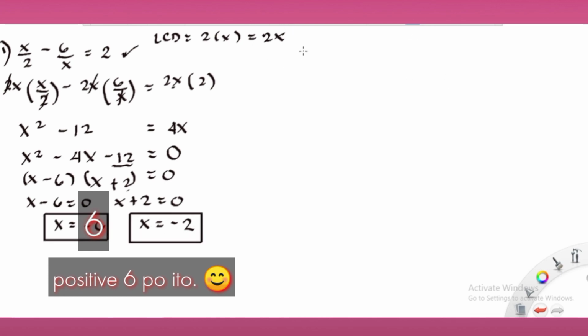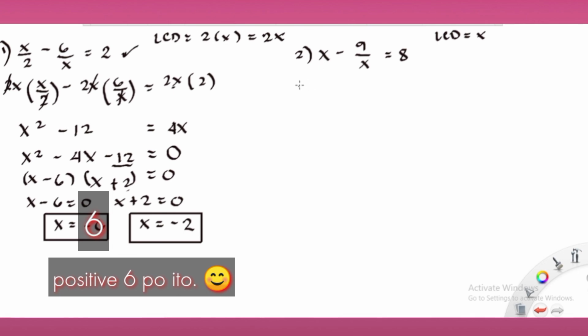Let's have the second example. Alright, so in number 2 we have x minus 9 over x equals 8. Ang ating 9 over x ang rational term. So, ang denominator niya ay x. It means that the LCD is x. Okay? So, we will multiply the whole equation with x.